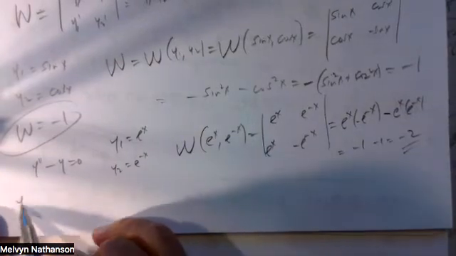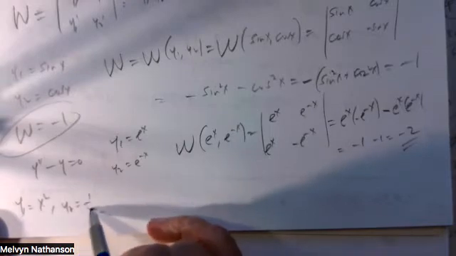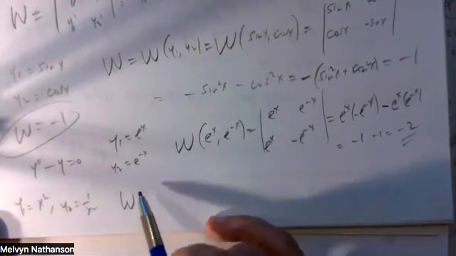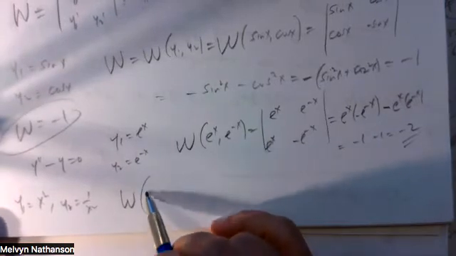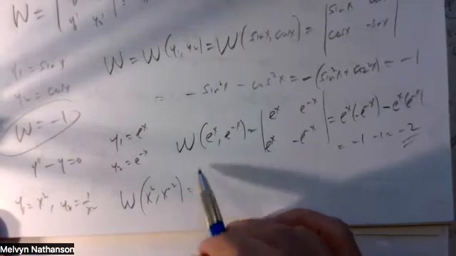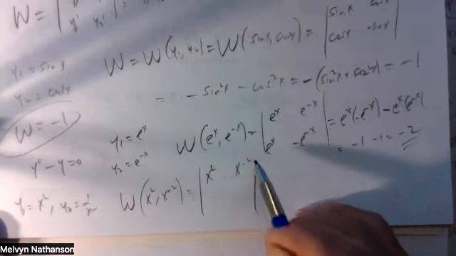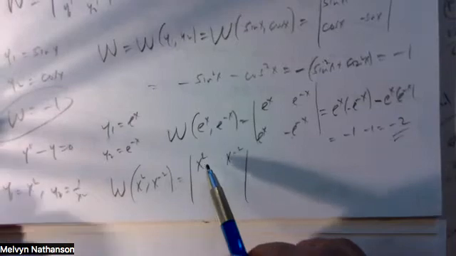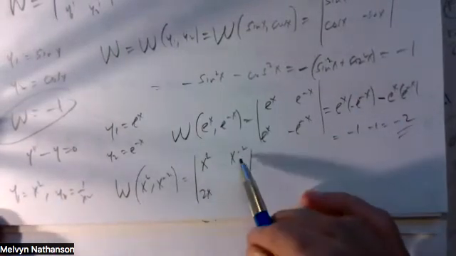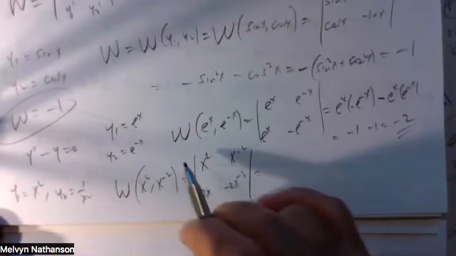Right? If you take the functions y1 equal x squared and y2 equal 1 over x squared, what is the Wronskian? And so that's the Wronskian of the functions x squared and x to the minus 2. That's 1 over x squared. So that's the determinant. The first row is x squared, x to the minus 2. In the second row, we write the derivatives. The derivative of x squared is 2x. The derivative of x to the minus 2 is minus 2x to the minus 3.